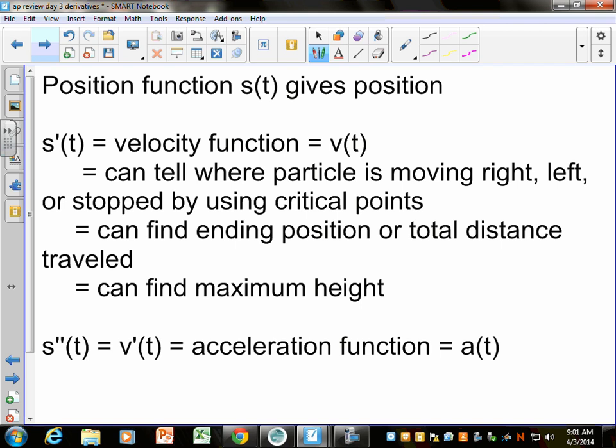Just remember that you can tell where a function is moving right, left, or stopped by using the critical points, just like number 1 on your chapter 7 test. You can find the ending position or total distance traveled. You can find how high it went or the ending position. Remember that acceleration is the derivative of velocity, or the second derivative of the position function.